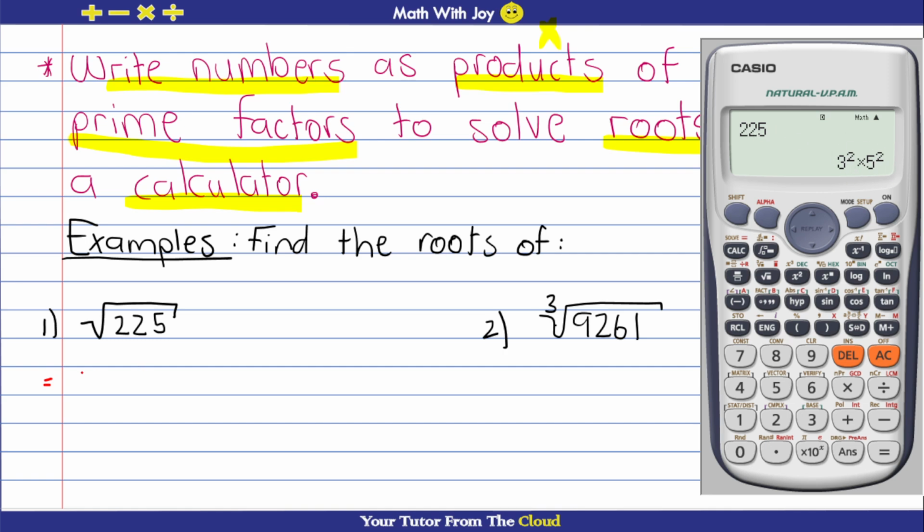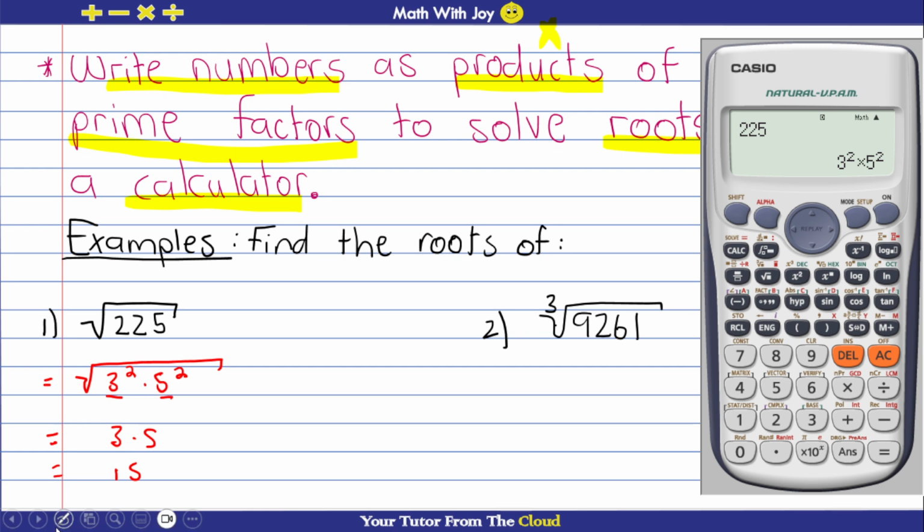Then you come back here and say, I have the square root of 3 to the power of 2 times 5 to the power of 2, because that's how you can rewrite that. Then you take the square root of all these bases. The square root of 3 to the power of 2 will be 3, and the square root of 5 to the power of 2 will be 5. Then 3 times 5 is 15.